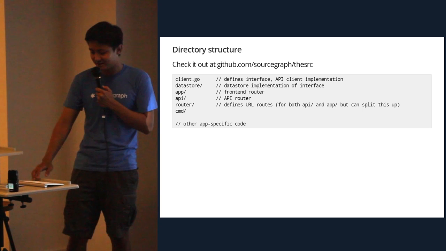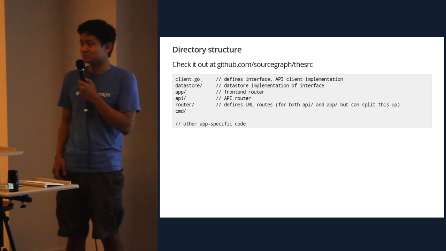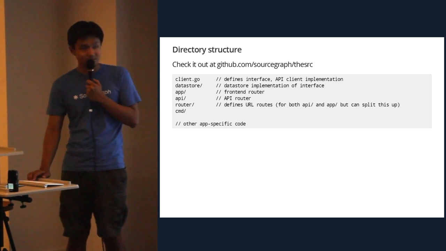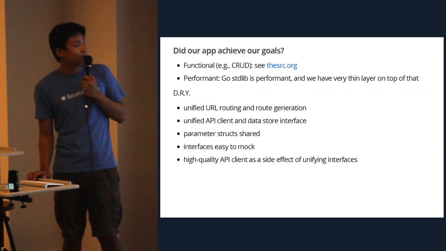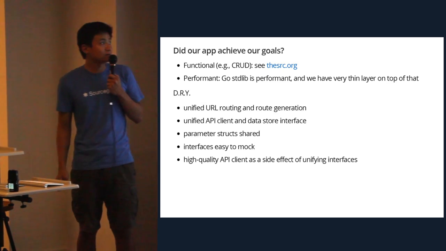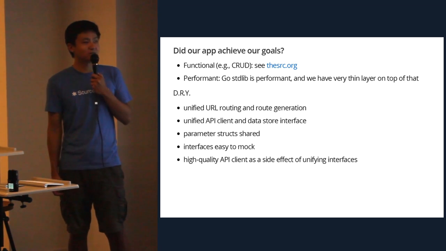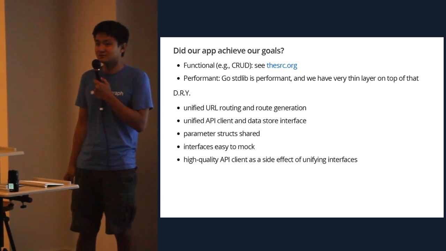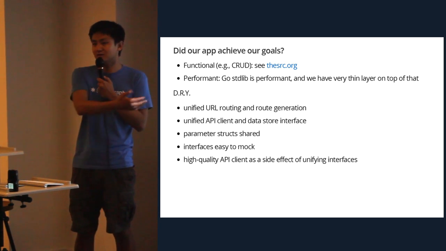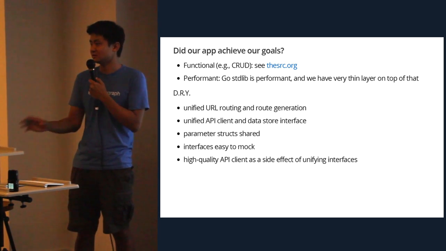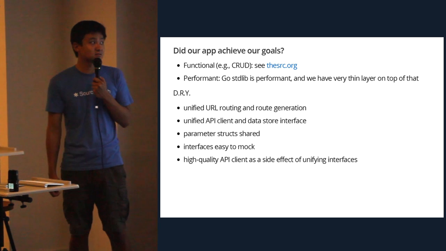Okay, so once again, the code is online. The directory structure pretty much maps out to what I just described. Let's revisit our goals really quick. Obviously it's functional. You can check it out at thesource.org. It's performant because the Go standard library is very performant, and you saw all the other libraries that we use. It's a very thin layer on top of what the standard library provides.